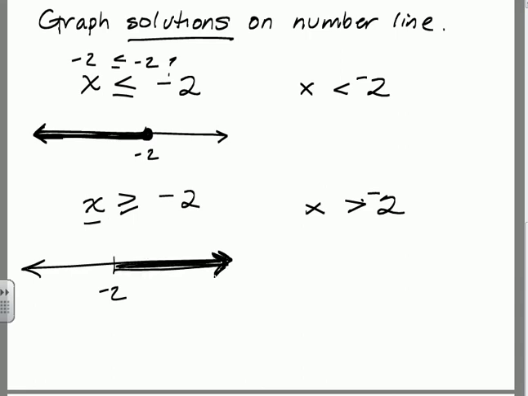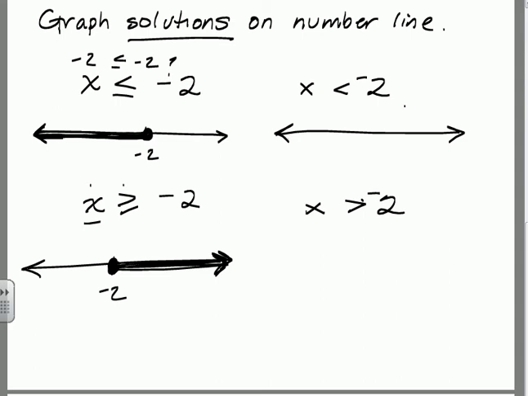And is -2 included in our solution? Does -2 work? Yes, because -2 is greater than or equal to -2. So we indicate that with a closed, filled-in circle. Okay, now we're going to contrast that with when you don't have the equal sign option.